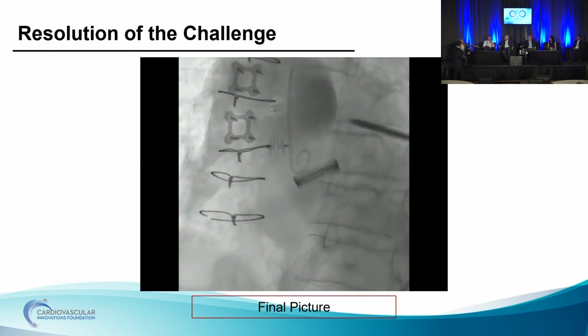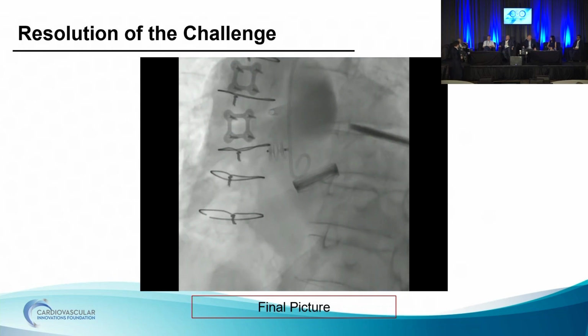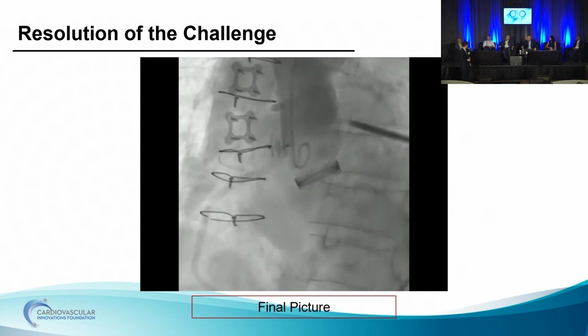In retrospect, I wonder if an ADO would have worked better. Jamie, do you like an ADO here instead of an AVP2?